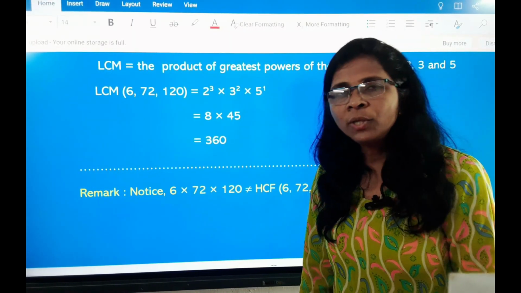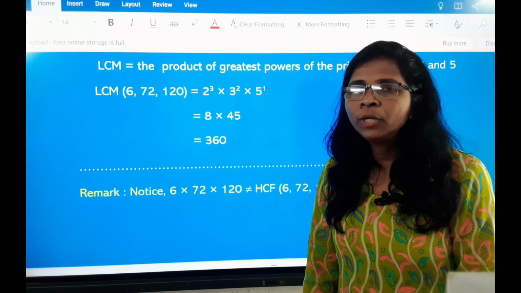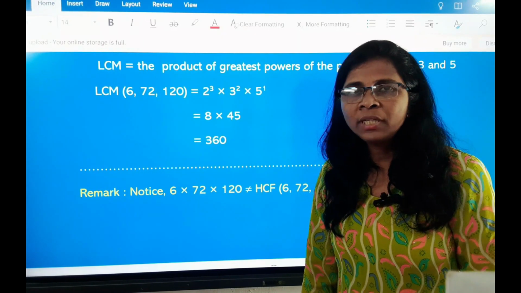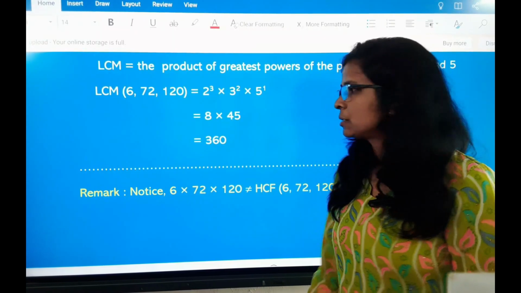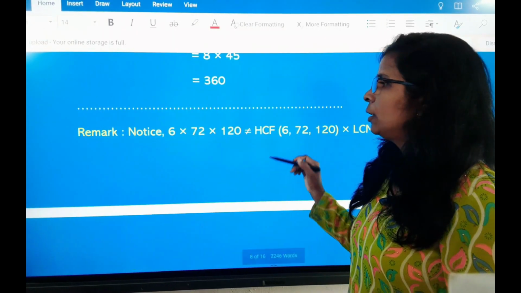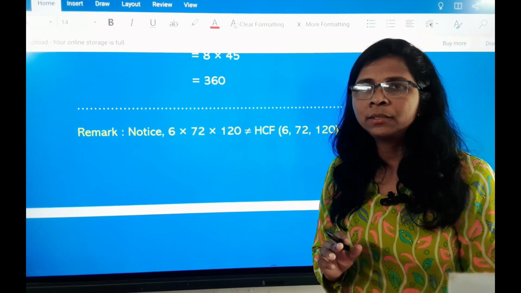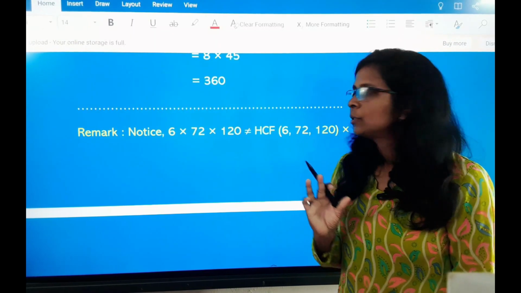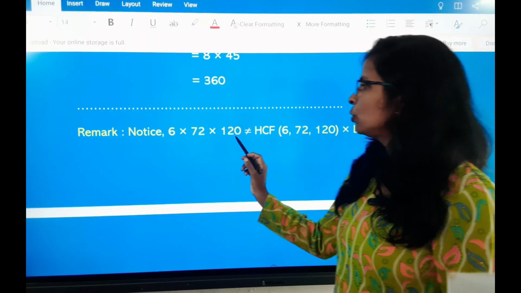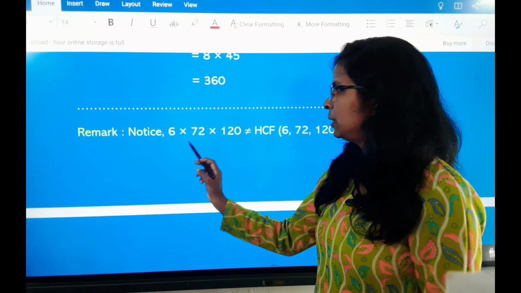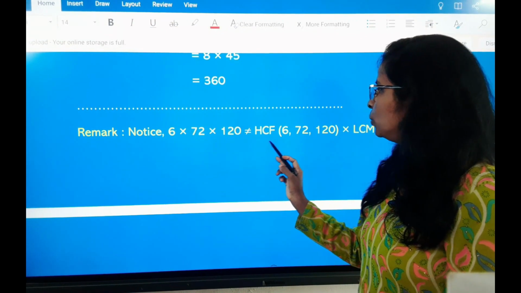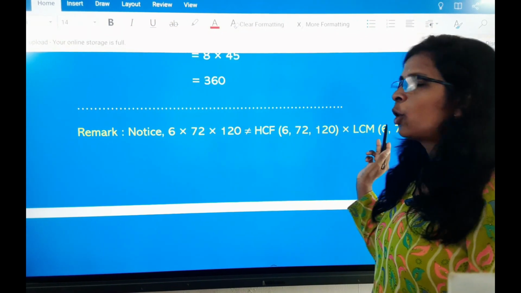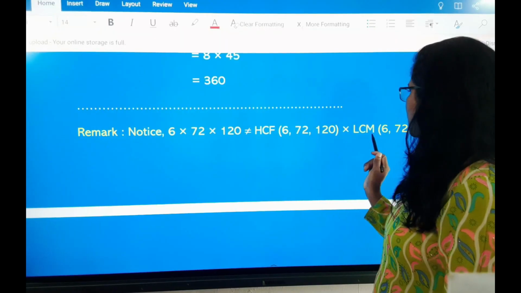The method is the same whether there are 2 numbers or 3 numbers. Now if you observe this example carefully, you can see that the product of these 3 given numbers 6, 72 and 120 is not equal to the product of the HCF and LCM.